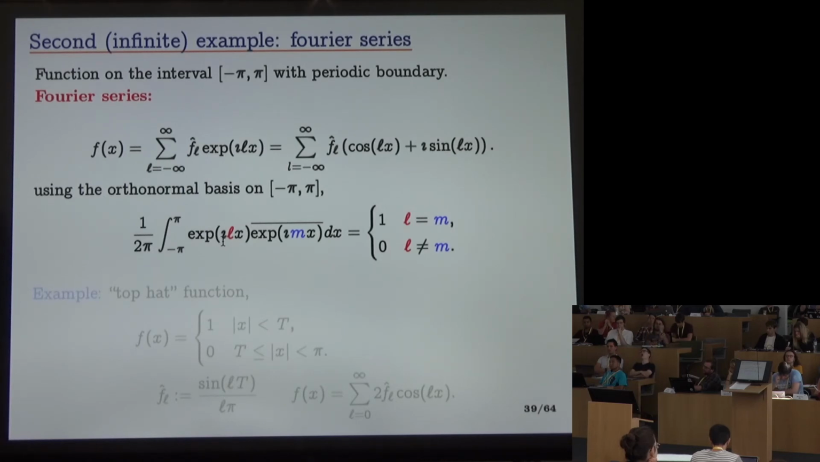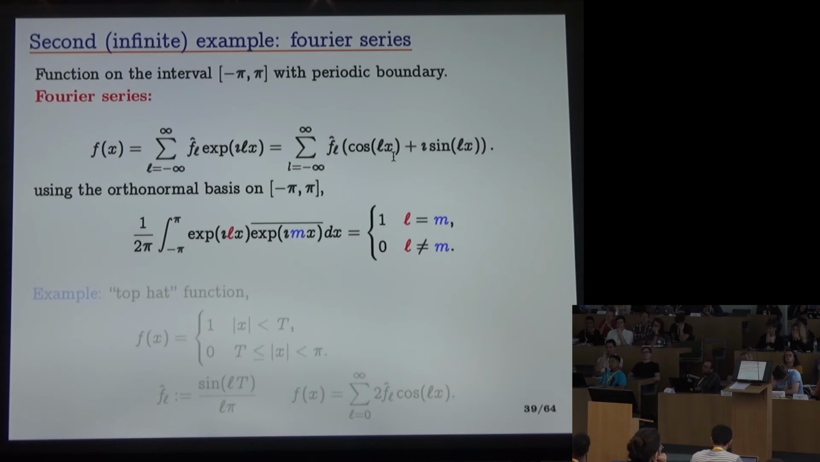So the dot product of e to the iLx and the complex conjugate of e to the iMx is 1 if L and M agree, and 0 otherwise. The complex conjugate, for those who don't know, just means you switch the sign of the imaginary part to -1. So the sign of the imaginary part just flips from positive to negative, or negative to positive. So this is my orthonormal basis, and my function I'm going to write as the sum of these cosines plus square root of -1 times sine.